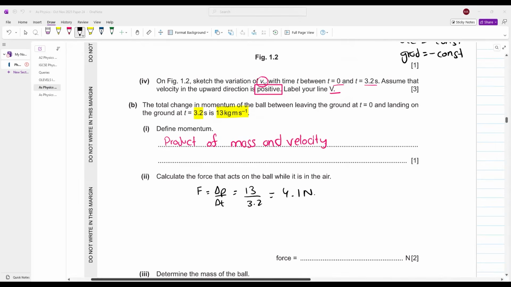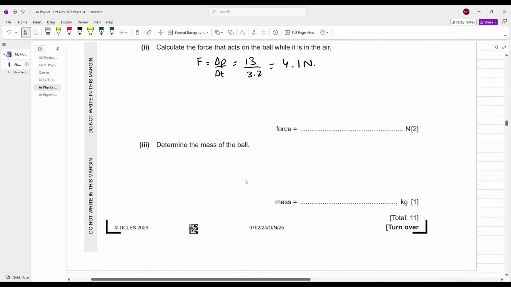आगे बढ़ते हैं बेटा. Now, determine the mass of the ball. How will you do that? कैसे करोगे? You first of all know that your change in momentum is 13. Beta, how can you write change in momentum? Mass into change in velocity is equals to 13. You have to calculate the mass. Mass is equals to 13 divided by the change in velocity. Now, how will you write change in velocity? Final velocity minus initial velocity.